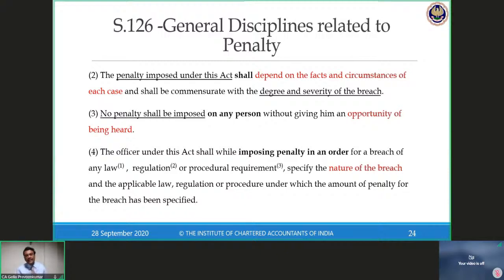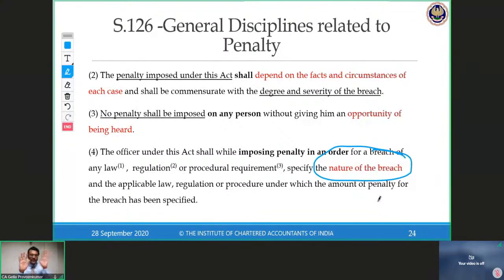What it says, while imposing penalty in an order under 73 or 74 for a breach of what? Any law, regulation, procedural requirement, I have to specify the nature of breach. I, being an officer, have to specify in detail what the registered person has violated, what he has committed. Is it a violation of a section? Is it a violation of a rule? Is it a violation of a procedural aspect? These three things clearly should be written, referring to my opening comments.